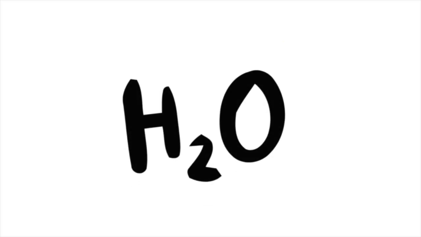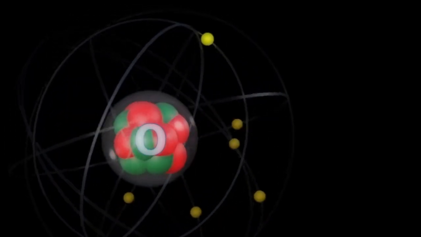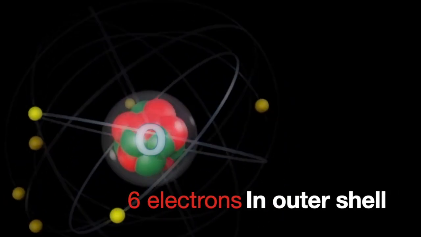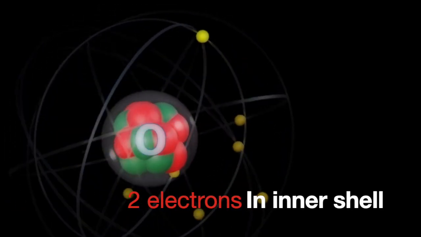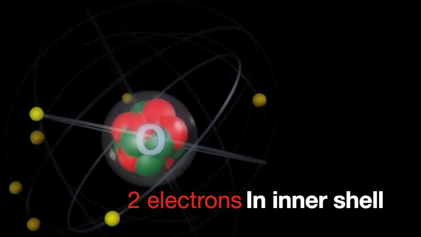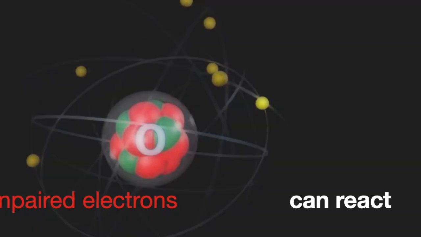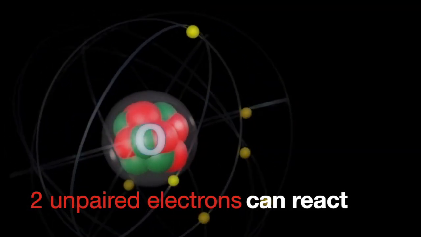We all know the chemical formula of water is H2O, meaning we have two hydrogens attached to a single oxygen atom. But this is not a linear molecule. Remember, oxygen has 6 valence electrons in its outer orbit, with 2 that are paired and 2 that are unpaired. The 2 unpaired electrons can participate in chemical bonding.